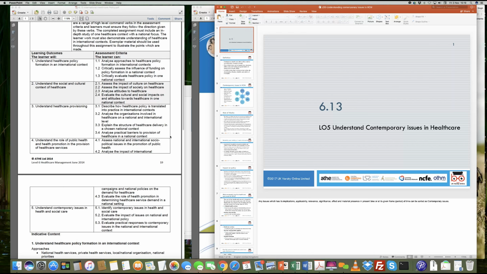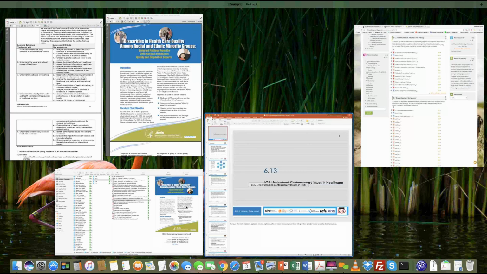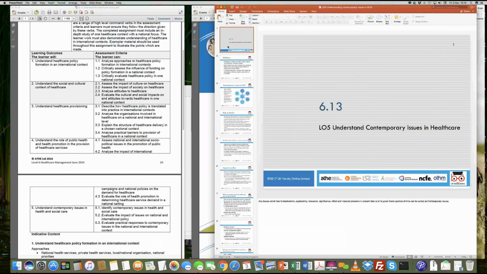Now, in the case of healthcare, contemporary issues refer to issues which are current or which recur again and again, and are situations which we have to deal with on a daily basis, but for which we don't have a set procedure to deal with them. Is that okay? This we need to understand from the point of view of what contemporary issues are.